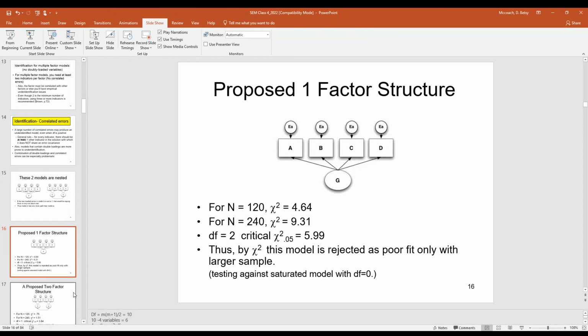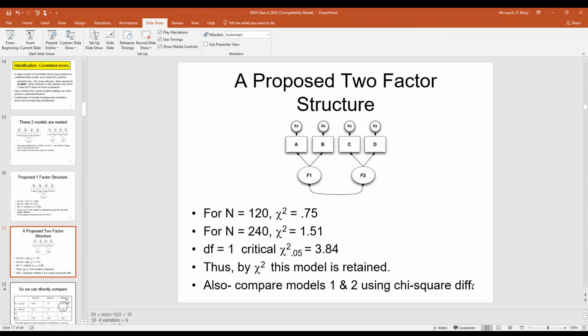So this is an important point because we're going to be talking about model fit later today. The first thing to remember is that chi-square is very sensitive to sample size. If your sample size is big enough, your chi-square is going to be statistically significant just about no matter what. Okay. All right. So that's my first point.